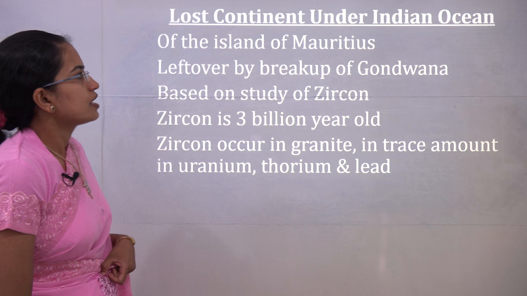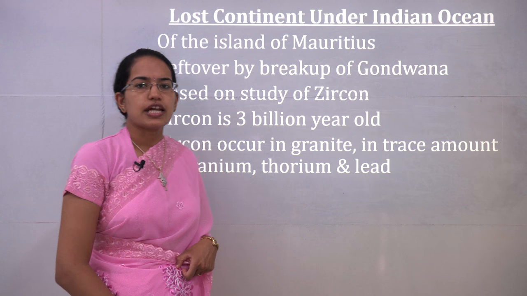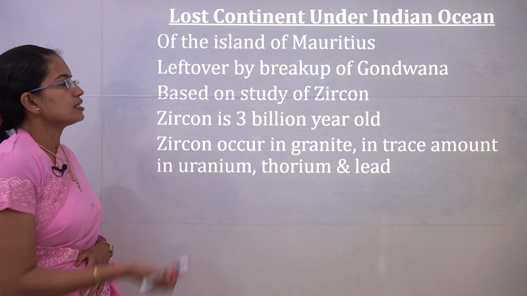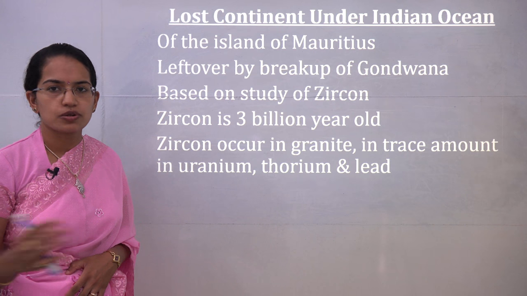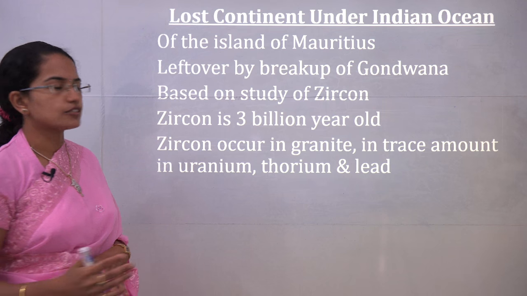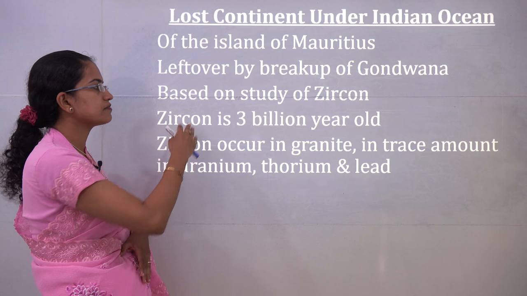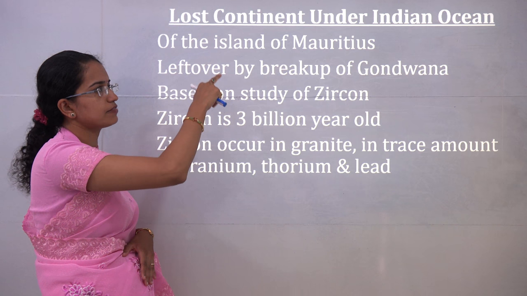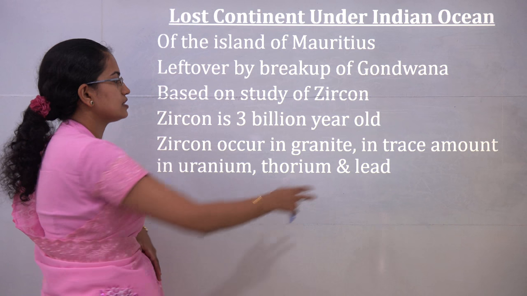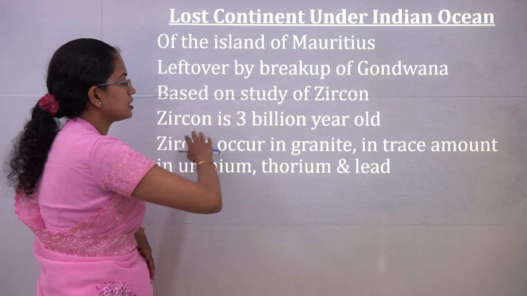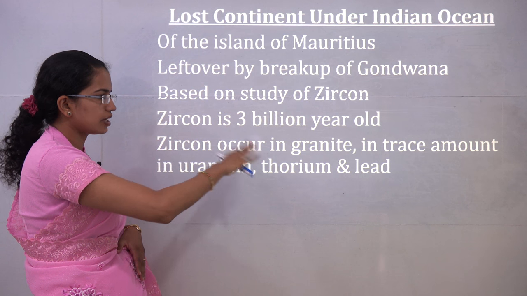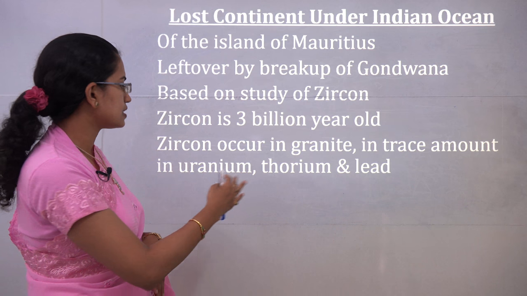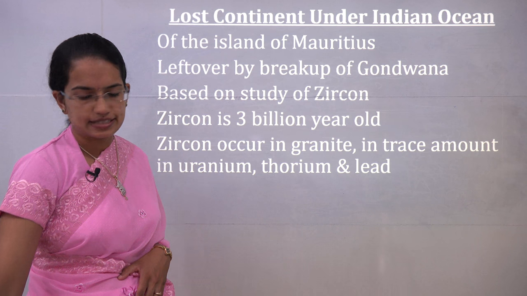The next is that below the island of Mauritius a lost continent has been found in the Indian Ocean, left over from the breakup of Gondwanaland, which we have already talked about in the class on continental drift. The study shows this island beneath the Indian Ocean has a large proportion of zircon. This zircon is 3 billion years old, occurring in the form of granite, and has trace amounts of uranium, thorium and lead.